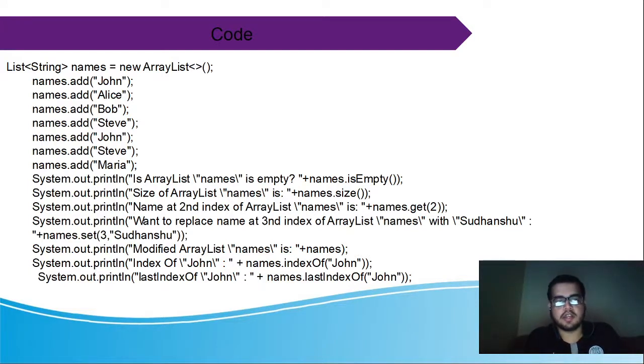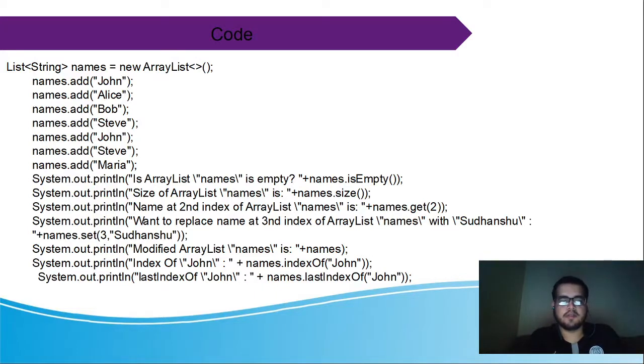So, sir, this is the simple program I have created to test all the functionalities and methods. First, I've used the add method, created the ArrayList names, and now I'm going to add various values like John, Elise, Bob, Steve, John, Steve, Maria. And the first println I've used is for ArrayList isEmpty. As we can see, the ArrayList is not empty, so it returns false.